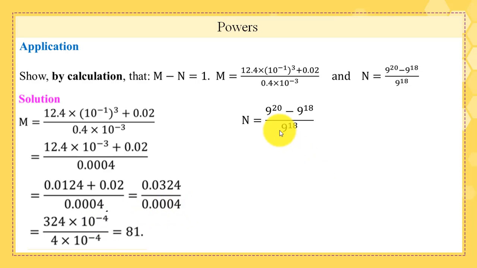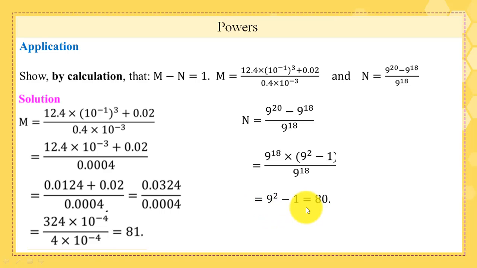Now n equals 9 power 20 minus 9 power 18 over 9 power 18. Here, the operation between the two numbers 9 power 20 and 9 power 18 is minus. So we factorize the numerator and we take 9 power 18 as a common factor. So n equals 9 power 18 times 9 squared minus 1 over 9 power 18. Now the operation times is present in the expression, so we cancel 9 power 18 in both sides of the fraction. Hence n equals 9 squared minus 1 equals 80.